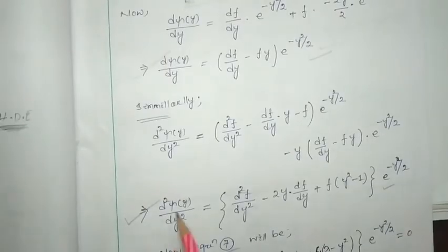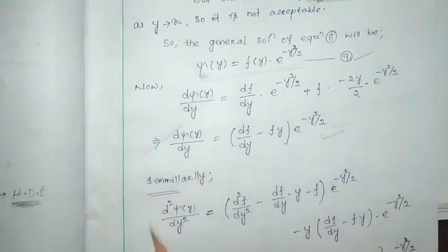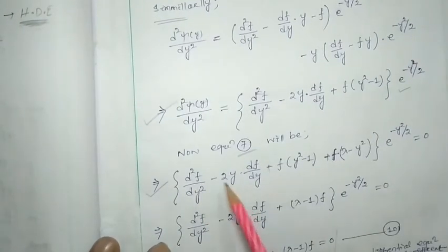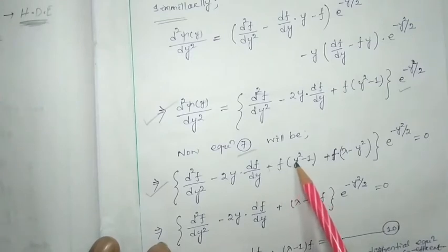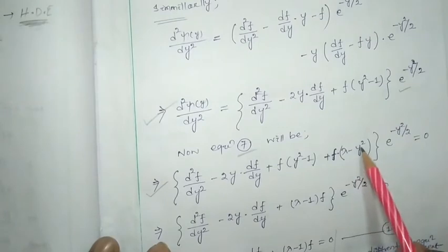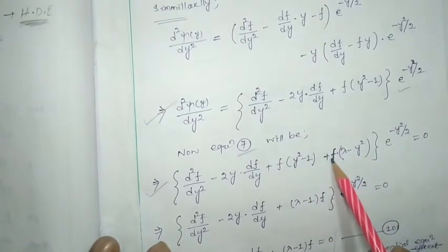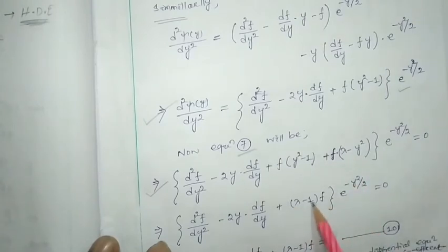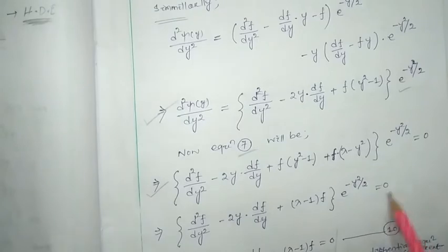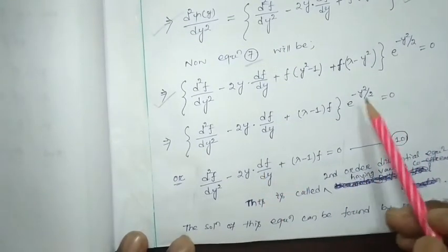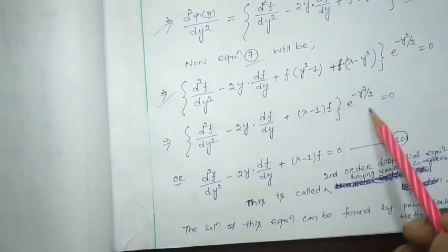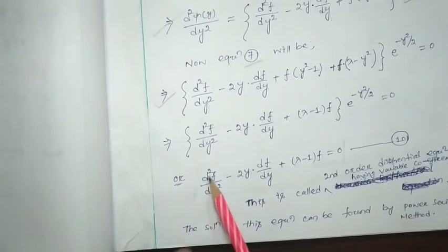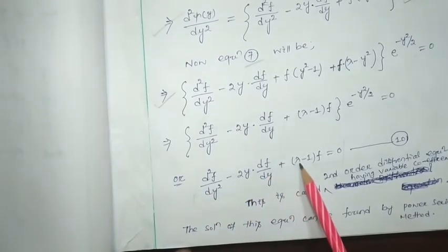So by substituting this value and this value in equation number 7, we found this. So this will be d square f by dy square minus 2y df by dy. Here you can see f y square and this is minus f y square, they cancel. It is minus f and plus f lambda, so lambda minus 1 into f into e to the minus y square by 2 is equal to 0. But this exponential could not be 0, this is the variation term. To satisfy this equation, this coefficient has to be 0, that will be d square f by dy square minus 2y df by dy plus lambda minus 1 f equal to 0.